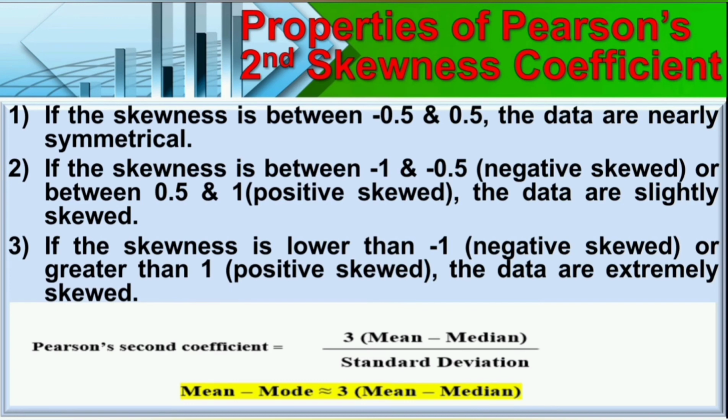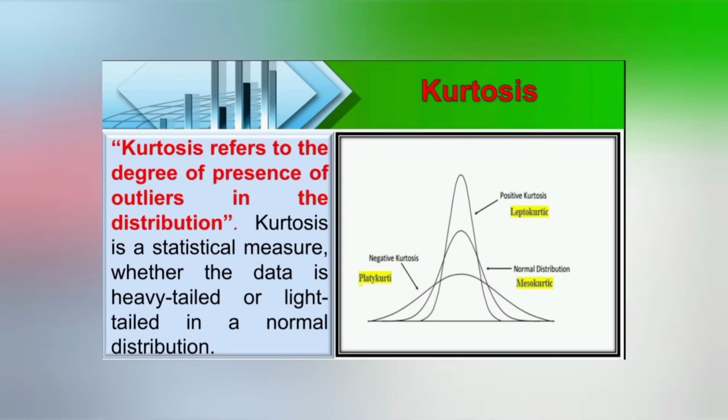Properties of Pearson's second skewness coefficient. Number 1: if the skewness is between -0.5 and 0.5, the data are nearly symmetrical. Number 2: if the skewness is between -1 and -0.5 (negative skewed) or between 0.5 and 1 (positive skewed), the data are slightly skewed. If the skewness is lower than -1 (negative skewed) or greater than 1 (positive skewed), the data are extremely skewed.